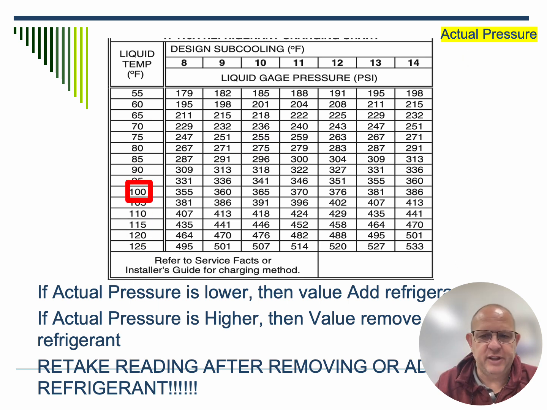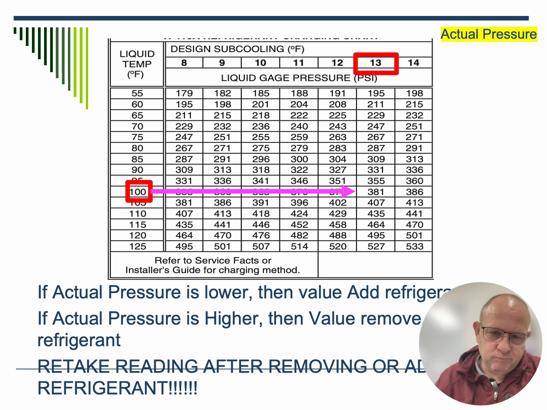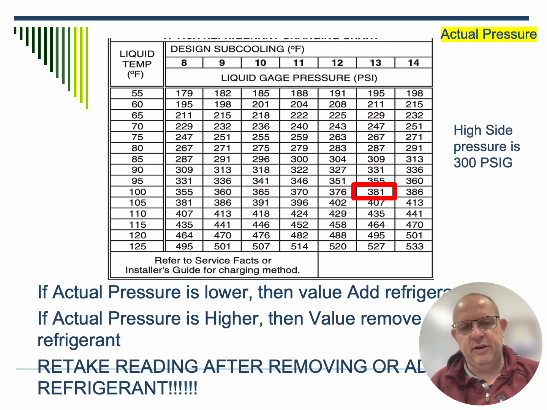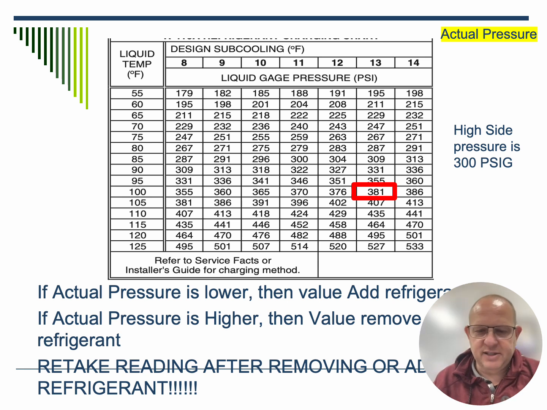Okay, a different condition that we're looking at, condition number 2. We're dealing with a liquid line temperature of 100 degrees. What is our design? Well, this time when we looked at the nameplate, we found out that the design subcooling would be 13. And what we're going to end up with is these crossing at 381 PSIG on the high side. So when we took an actual pressure of the high side of this unit, we found out that the actual pressure was 300 psi, well below where it should be. What do we need to do? Well, we need to add refrigerant to bring pressure up in that system itself.